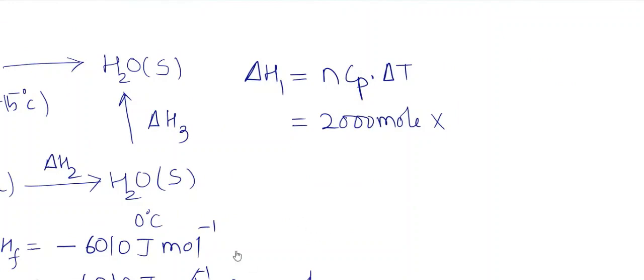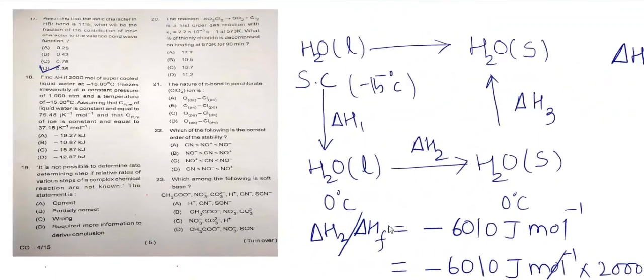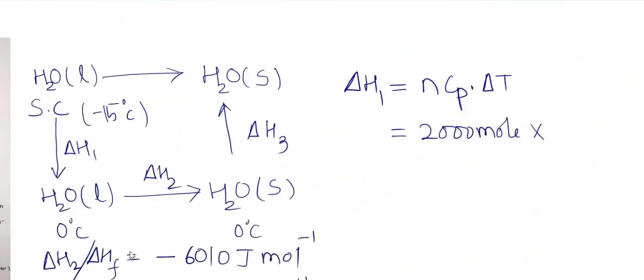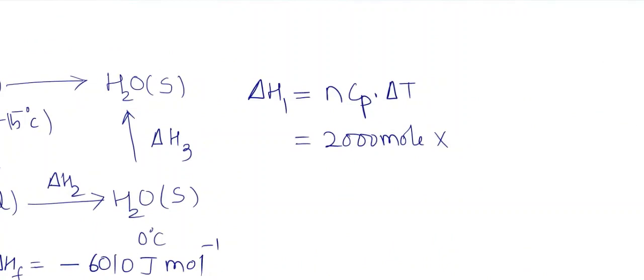The Cp for this, del H1, is for liquid. Cp for liquid water is 75.48 joule per Kelvin, that is 75.48 joule into Kelvin inverse.